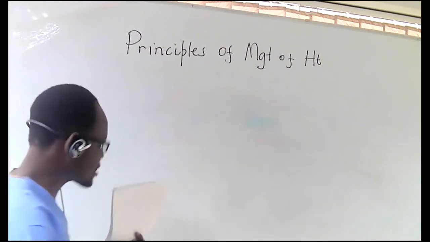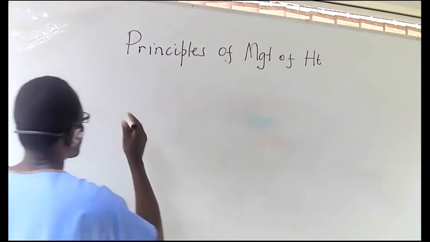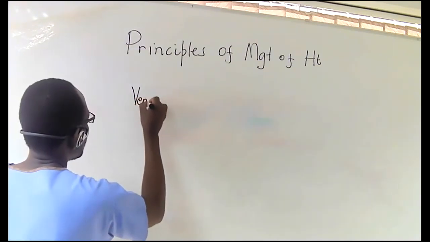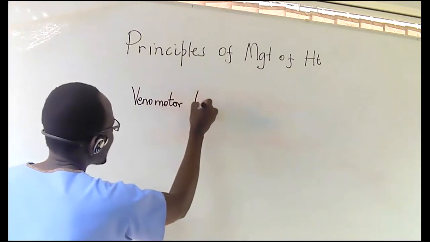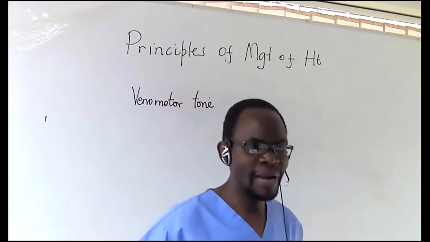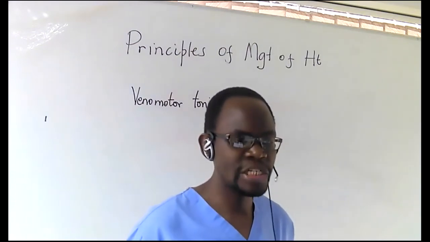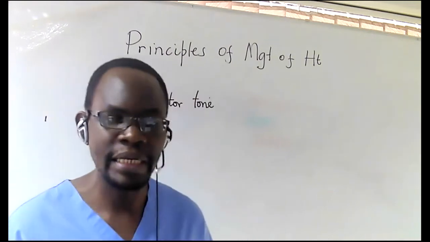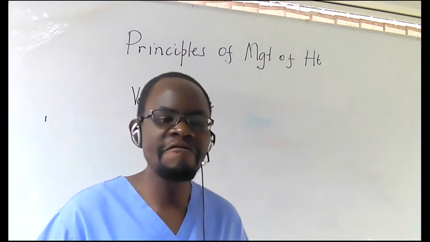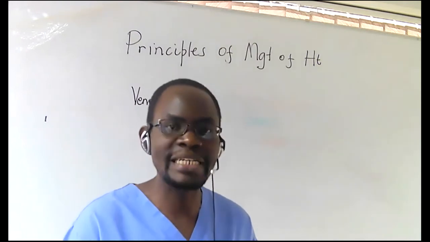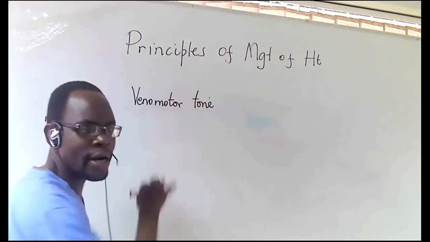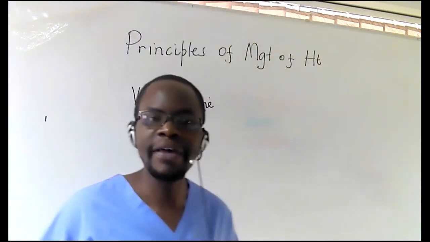One of the things is what we refer to as the venovascular tone, what we call the venomotor tone. Remember, what does it basically mean? For blood to return to the heart, it has to go through the veins. Now, for it to be able to return to the heart, the veins need to constrict. As they constrict, they push blood towards the heart. So the venomotor tone will determine what we reach in the ventricles.